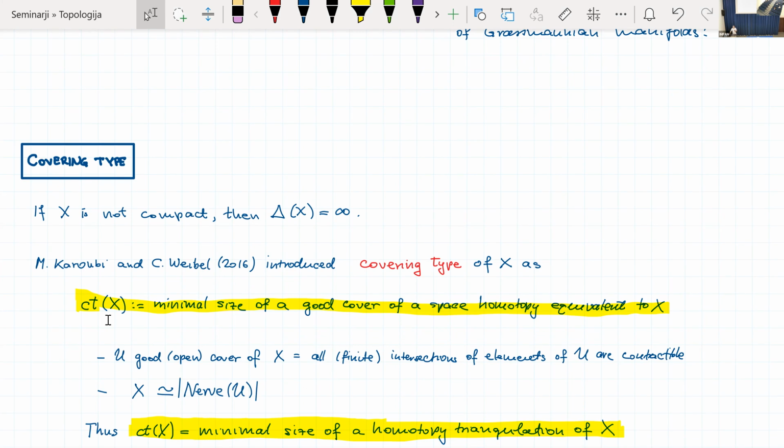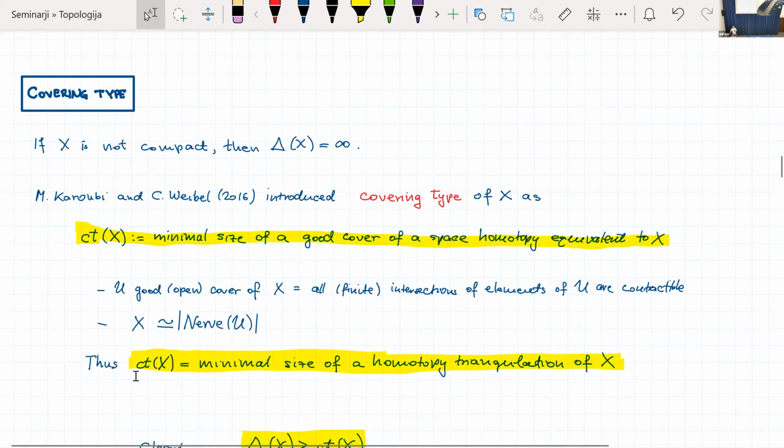Good cover is just a cover in which all subsets and all finite intersections are contractible. Normally, you take an open cover. In some cases, you can take a closed cover and so on. But anyway, covering type of X is just the minimal size of such a good cover. And since we know that X is always homotopy equivalent to the nerve of this cover, we can just say that the covering type of X is just the minimal size of a homotopy triangulation of X.